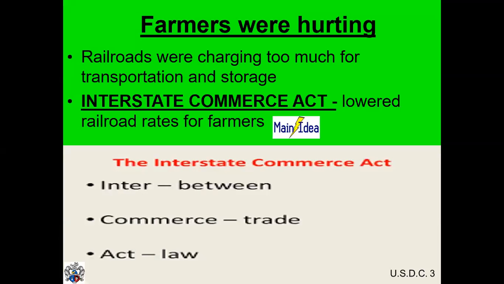Okay. Forgot to mention this. I wanted to put this in very, very quickly. Just make sure you get this for your test. With the farmers hurting so badly with the Populist Party, one change that did come about for them was the Interstate Commerce Act. The Interstate Commerce Act lowered railroad rates for farmers. This is an example of government getting involved to make sure that the common man was not shafted too much.